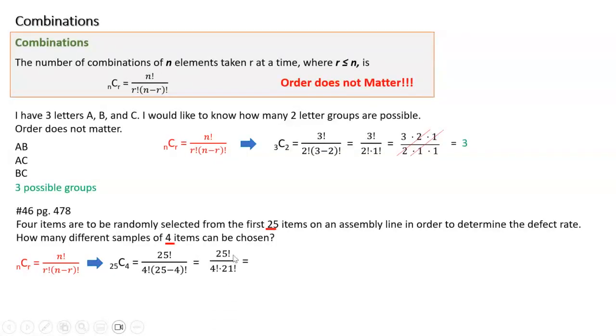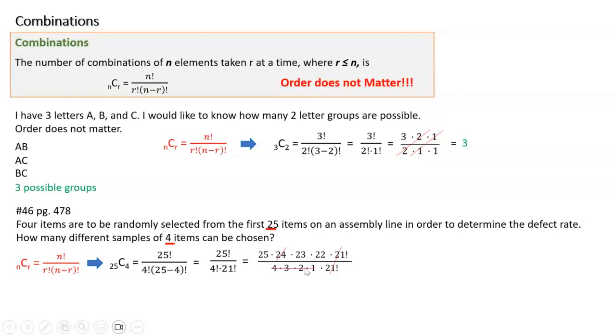right? So it's going to be 25 factorial over 4 factorial times 21 factorial. It's going to give us 25 times 24 times 23 times 22. We stop at 21 factorial because we have 21 factorial at the bottom, so those are going to cancel. We know that 4 times 3 times 2 is equal to 24.